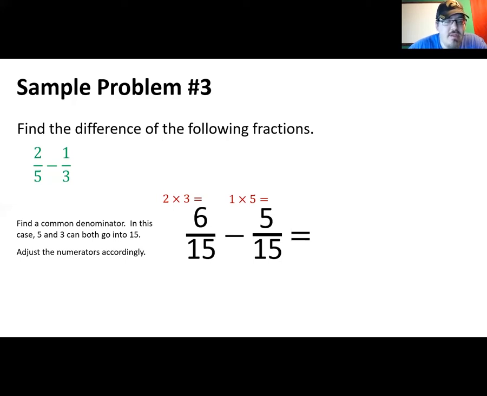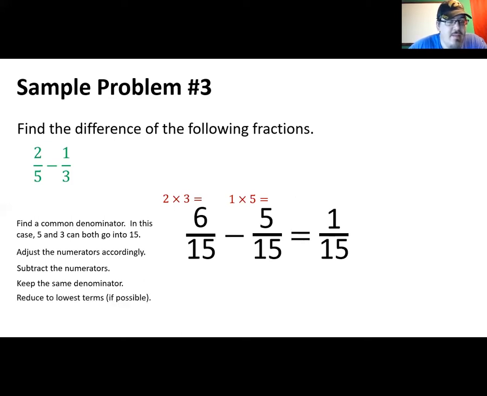This time though, the only difference is when we go to put the fractions together, we got to subtract the numerators. So 6 minus 5 gets us 1 in the numerator. So I had 6 pieces and I'm taking away 5 of them. So that's where the 1 comes from. The denominator stays the same since that's the size of the pieces that we're combining together.